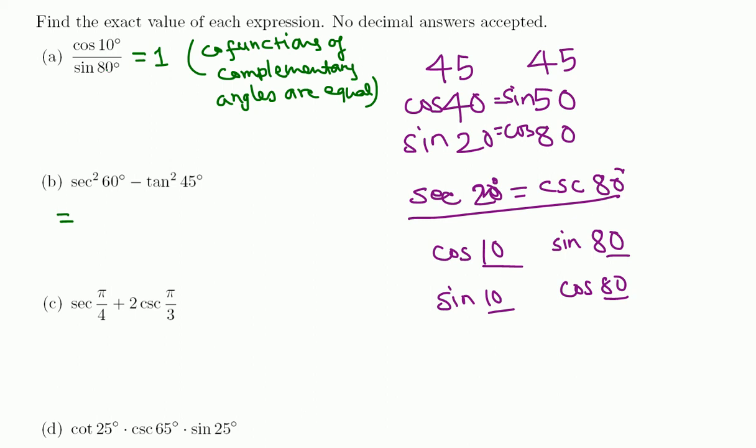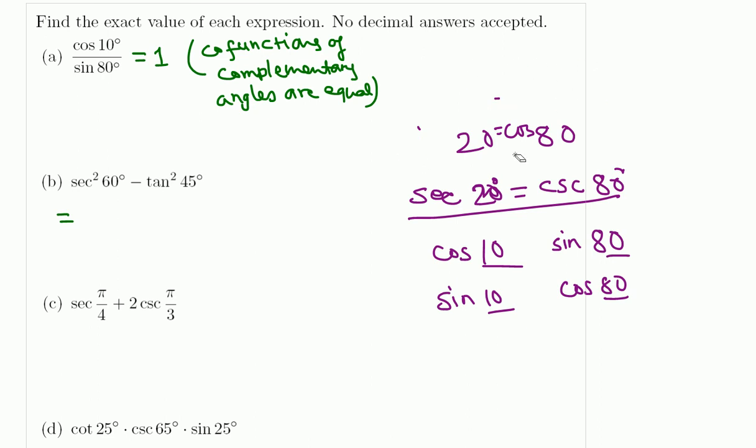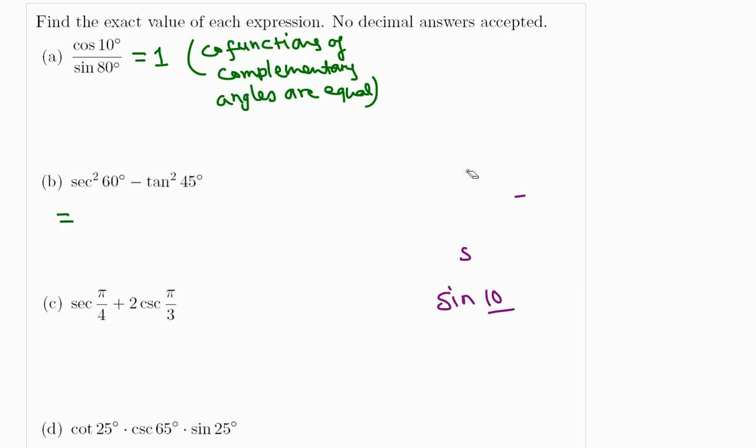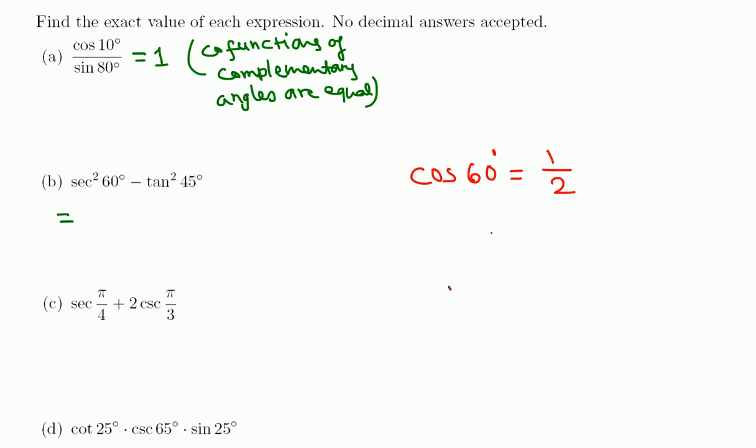Now next, by the way, 10 and 80 are not the standard angles. Standard angles mean like 0, 30, 45, 60, 90. In this case, secant 60, 60 is a standard angle. So we do have the value. You can get the value from the unit circle or from a right triangle. Secant is reciprocal of cosine. And we know that cosine 60 is 1/2. Then secant 60 is just the reciprocal of 1/2. So reciprocal of 1/2 is 2, and it is squared. So this is 2 squared or 4.